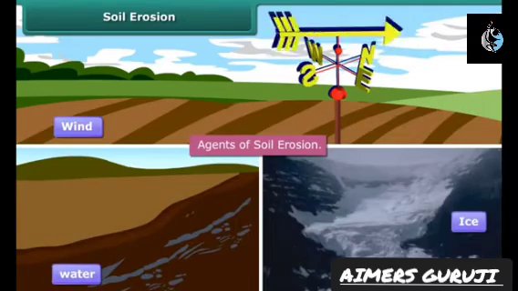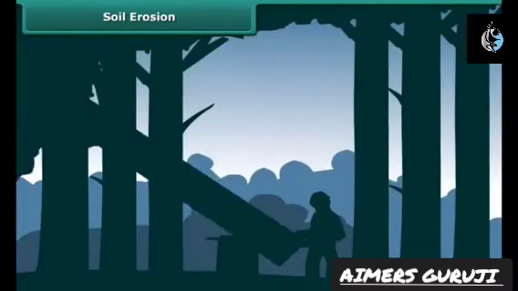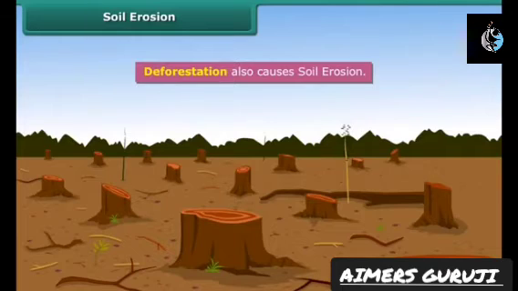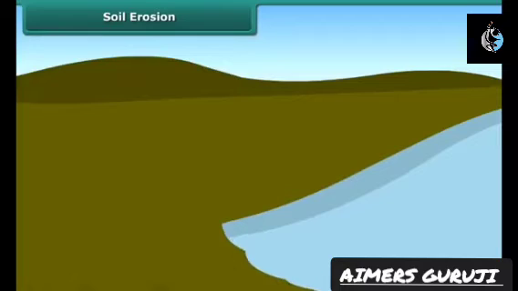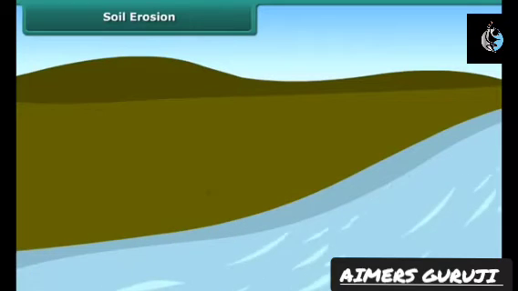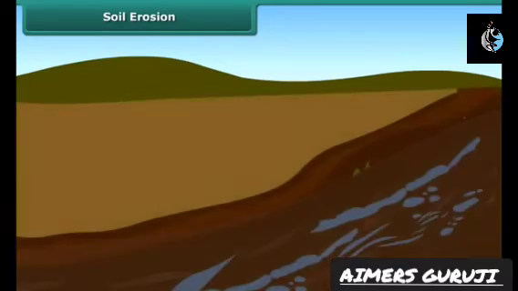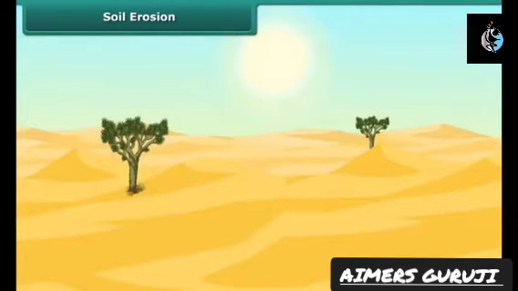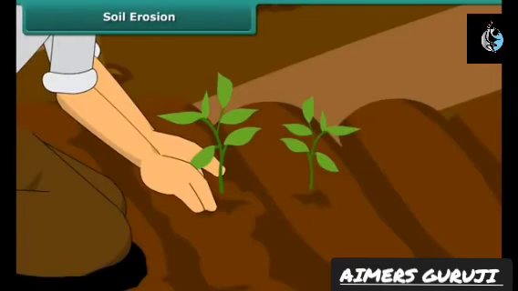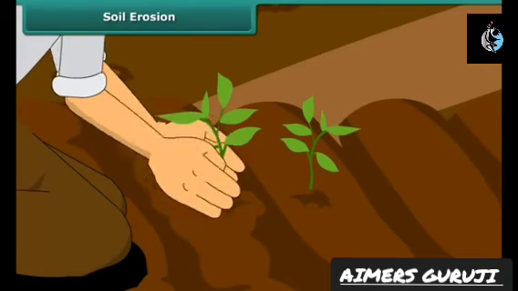Apart from natural agents, human activities like cutting down trees also cause soil erosion. But how? Plant roots bind the soil in place and prevent it from being washed away. So, if there are no trees, floods will occur which will leach the soil nutrients, and eventually the land will become barren, which cannot be used for vegetation. Therefore, more trees should be planted in order to prevent soil erosion.